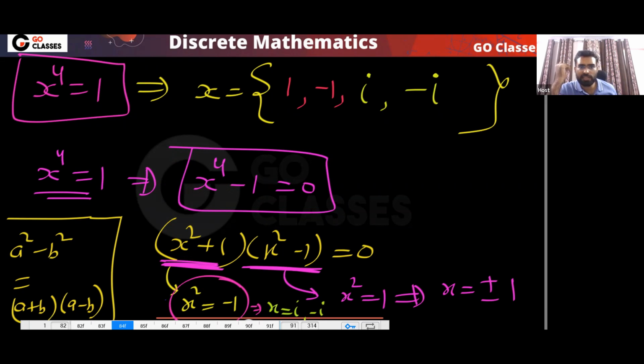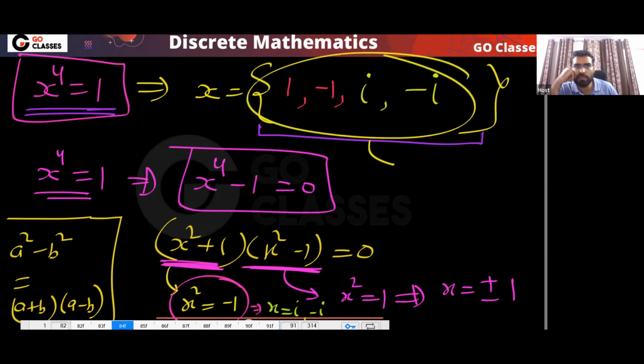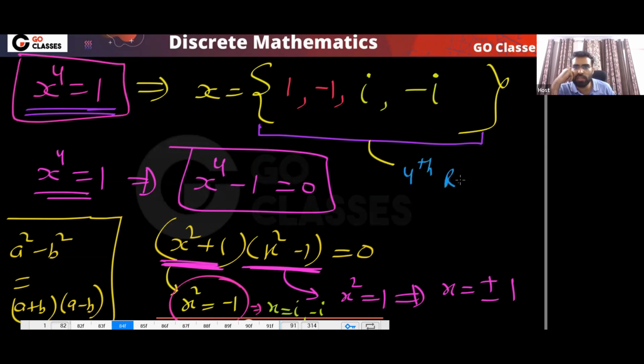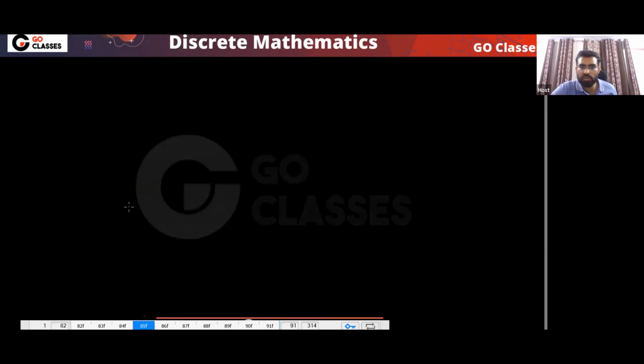So for this equation, these will be the solutions. What is the name for them? Because these four people are coming from this equation. So what do we call them? We call them fourth root of unity. So these are the fourth roots of unity. So this is the point.